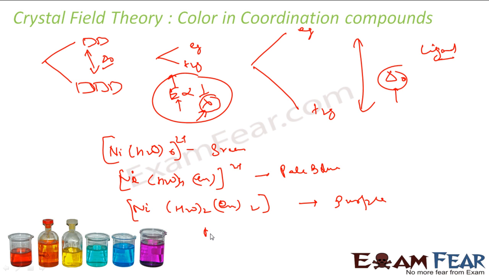And the same nickel with no water molecule and only three en molecules will be colored because there is a ligand here. It is violet. You see different colors. Same nickel, same all octahedral.